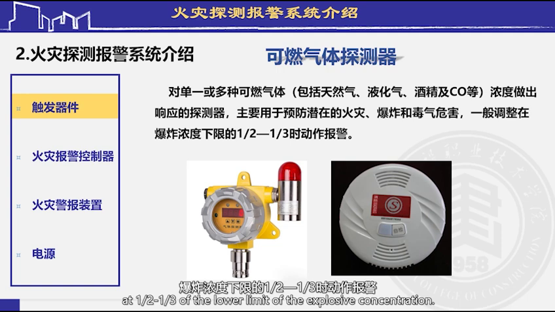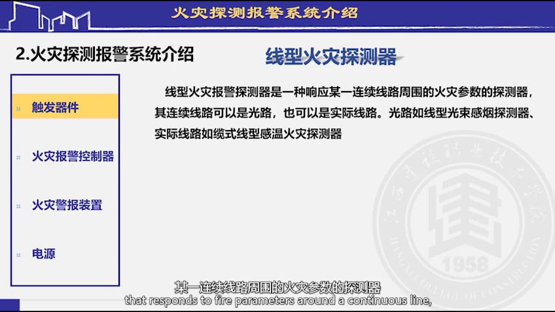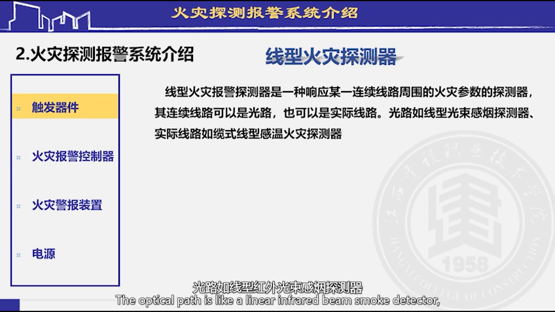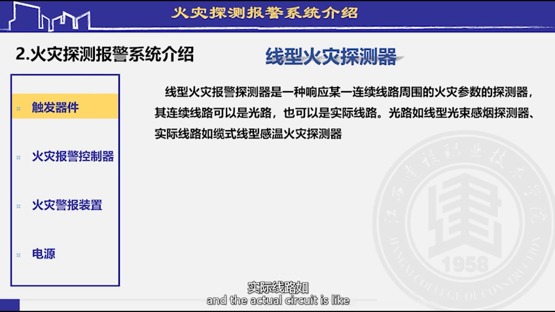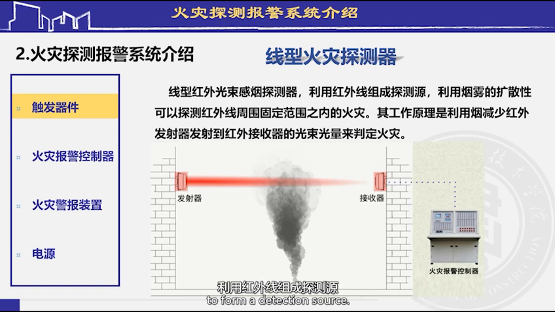A linear fire alarm detector is a type of detector that responds to fire parameters around a continuous line, which can be an optical path or an actual line. The optical path is like a linear infrared beam smoke detector, and the actual circuit is like a cable-type linear fixed-temperature fire detector. A linear infrared beam smoke detector uses infrared radiation to form a detection source. By utilizing the diffusion of smoke, it can detect fires within a fixed range around the infrared radiation.